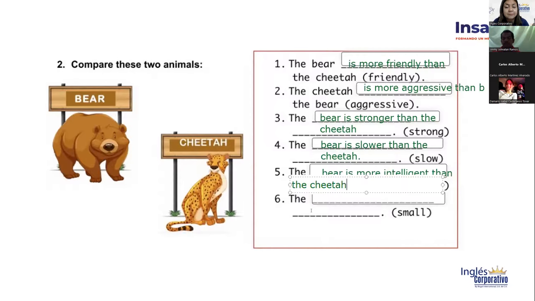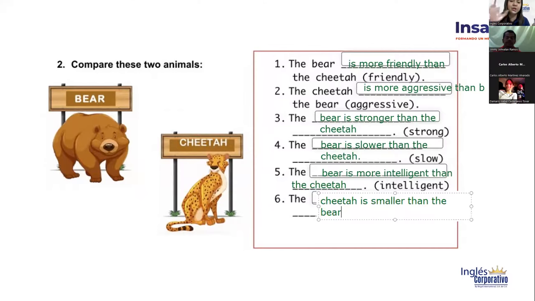And number six. The cheetah is smaller than the bear. Yes, the bear. Okay, good. So I can see you can use the comparative adjectives correctly. More friendly than, more aggressive than, is stronger than, is slower than, more intelligent than, and is smaller than.